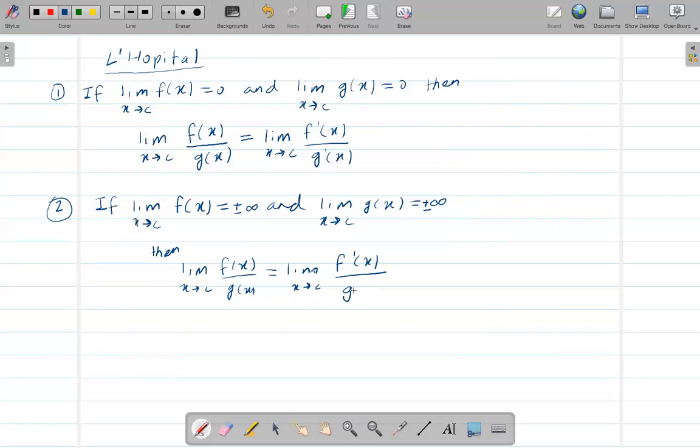Divided by derivative of g of x. All right, so this is a rule. So let's do an example so it will make more sense.